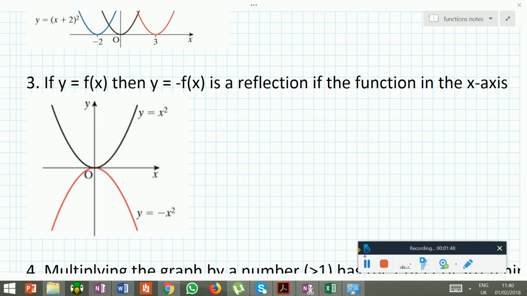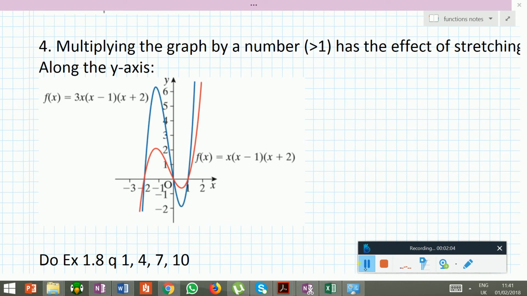If we had y is equal to f of x, that's the black one, and we wanted the graph y is equal to minus f of x, it's simply a mirror image in the x-axis, and that's true of any graph. The minus f of x is always going to be a mirror image in the x-axis. If we multiply a graph by a number that's greater than 1, it has the effect of stretching it along the y-axis. So I'll give you an example here.